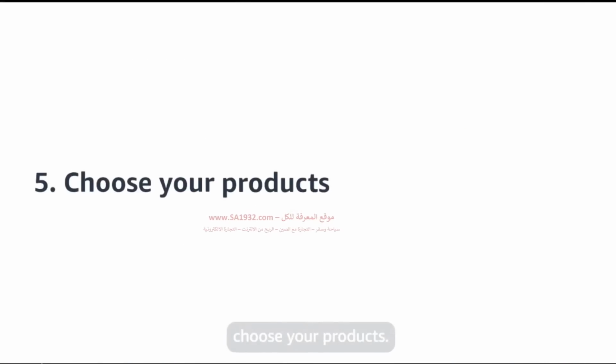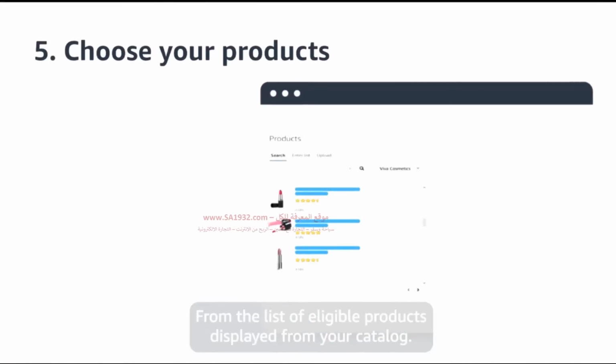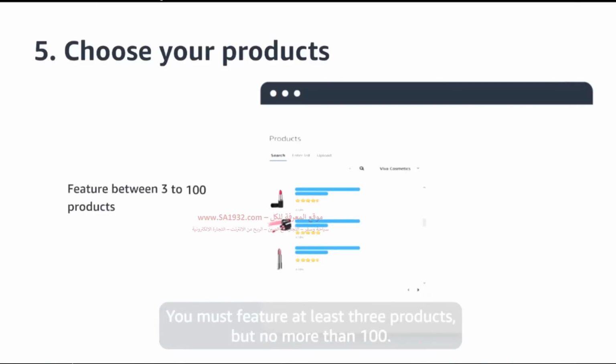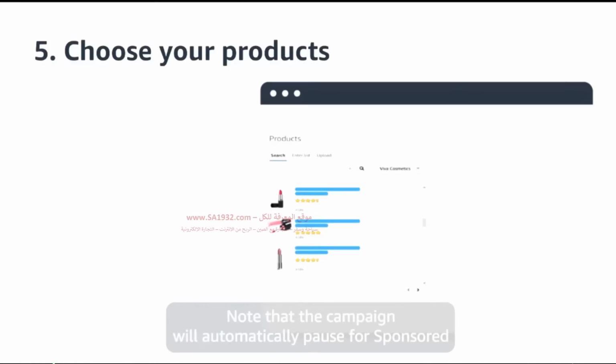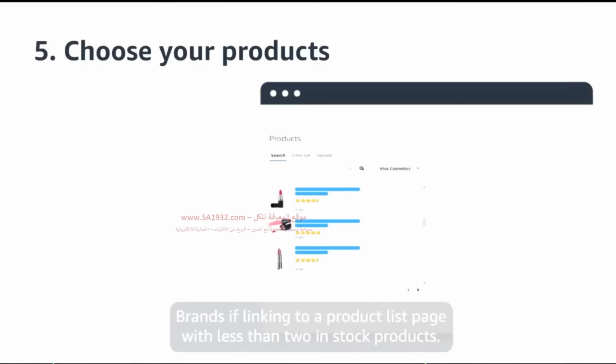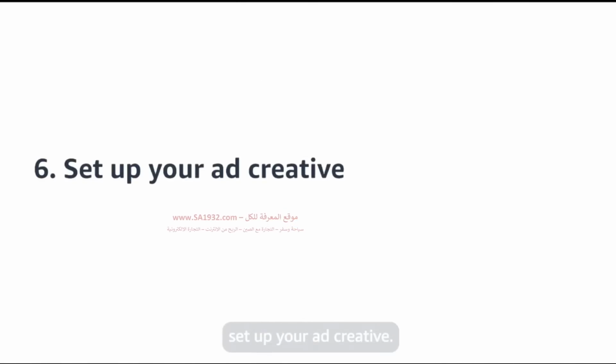Number 5, choose your products. Select the products that you want to advertise from the list of eligible products displayed from your catalog. You must feature at least 3 products, but no more than 100. Choose products in the same category or products with similar keywords. Note that the campaign will automatically pause for sponsored brands if linking to a product list page with less than 2 in-stock products. Number 6, set up your ad creative.